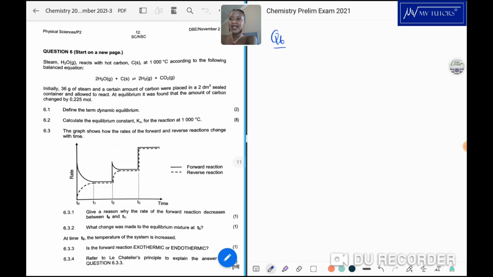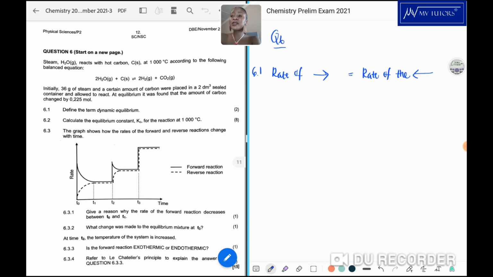So 6.1, define the term dynamic equilibrium. Okay, guys, so dynamic equilibrium basically is where the rate of the forward reaction is equal to the rate of the reverse reaction. Yeah, guys, I'm just using arrows so that you know. The rate is important: the rate of the forward reaction is equal to the rate of the reverse reaction. That is dynamic equilibrium, and that is 2 marks.